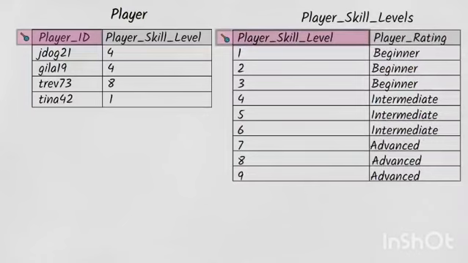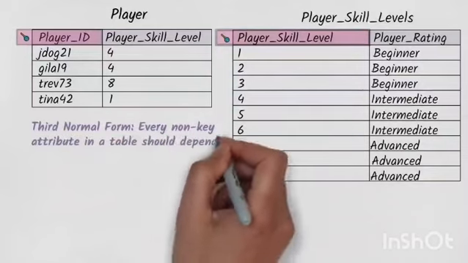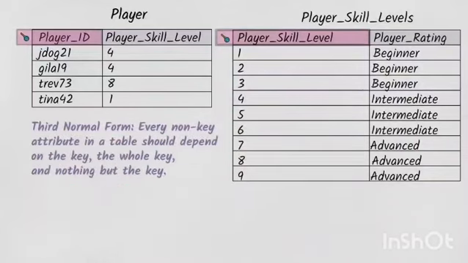Third normal form is the culmination of everything we've covered about database normalization so far. It can be summarized in this way. Every non-key attribute in a table should depend on the key, the whole key, and nothing but the key. If you commit this to memory and keep it constantly in mind while you're designing a database, then 99% of the time you will end up with fully normalized tables.